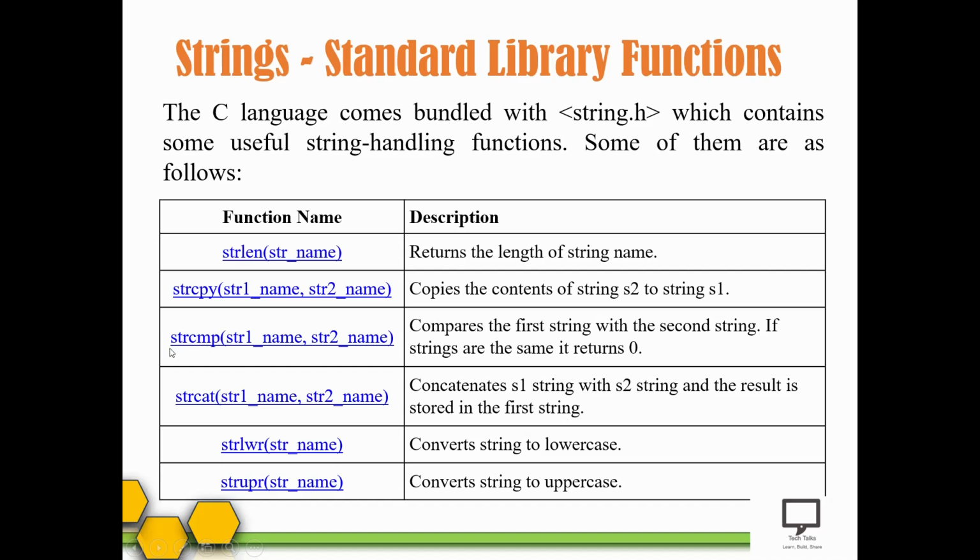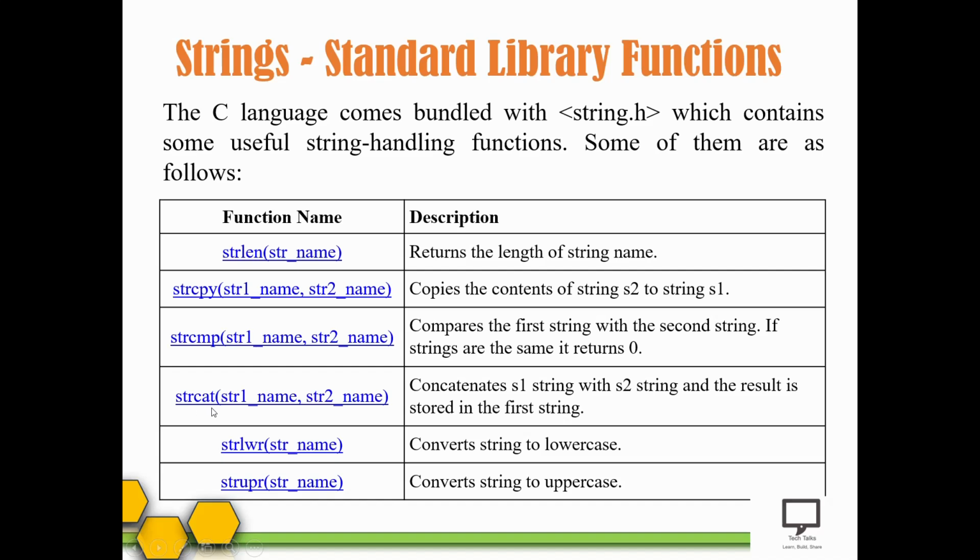The next function is strcmp. CMP stands for comparison, in which we have to pass two strings as parameters, string 1 and string 2, and it compares both the strings. If both the strings are the same or equal, it returns 0. And in case of unequal strings, what it returns, we will see in continuation.